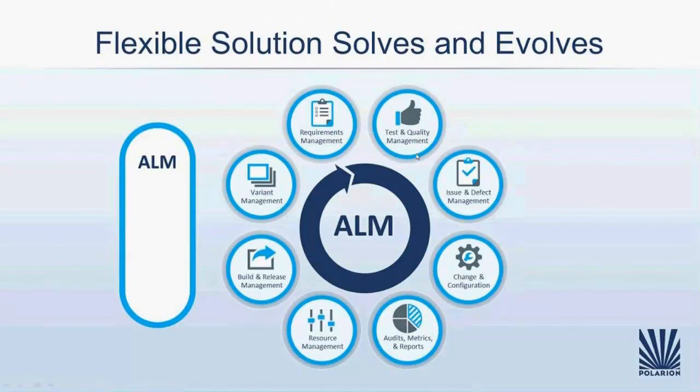You need to make sure that the quality of the requirements is fine, is okay for the rest of the development, and then all the requirements are tested at the end. We have included a component issue and defect management, change and configuration management here. We have a part in Polarian which is responsible for creating audits and metrics or reports. Also, there's a resource management component included, build release management, and some kind of variant management, which can help you to organize your products also for different customers.